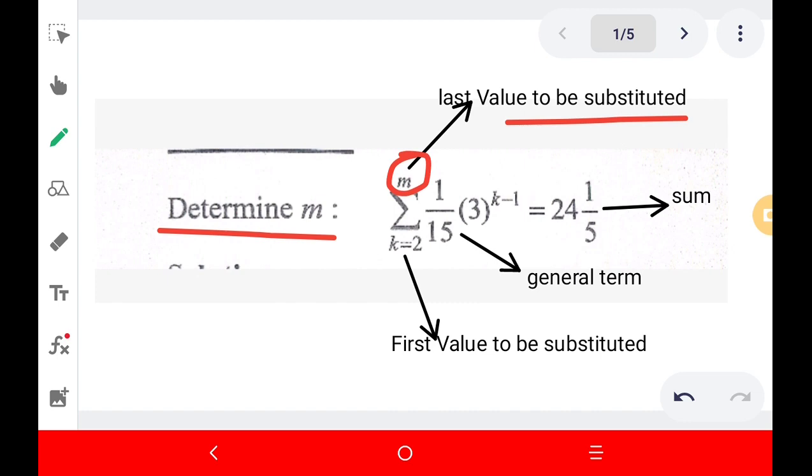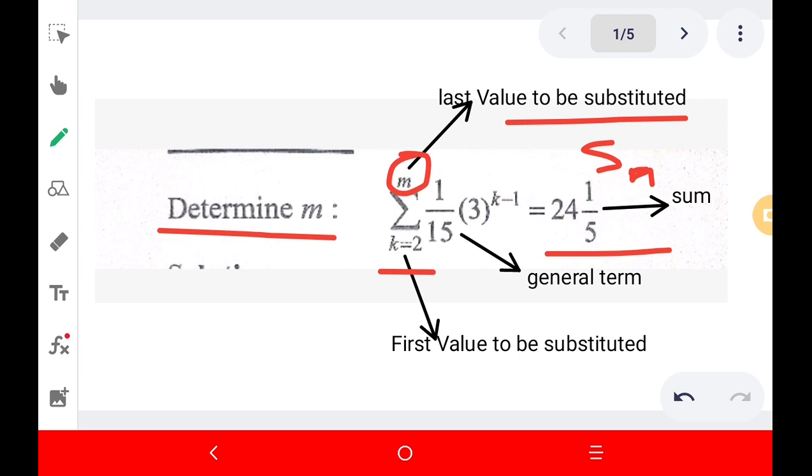Now we've already done a video on sigma notations. If you haven't seen that video, I would recommend that you first start by watching that video before you get to this example. So basically here we're not calculating the sum, it is given. In other words, we are told that Sn, the sum of the following series starting from k equals 2 up until m, is given by 24 1/5.